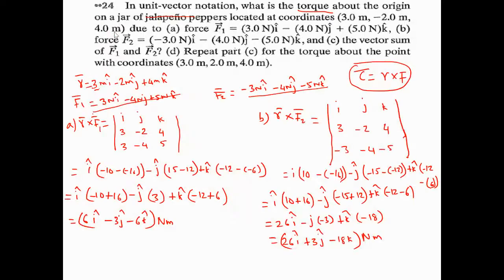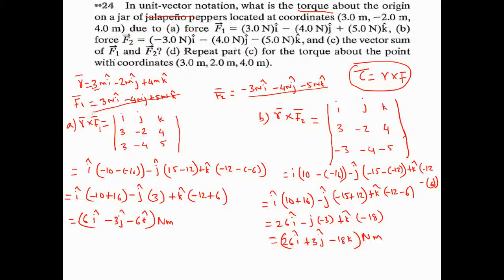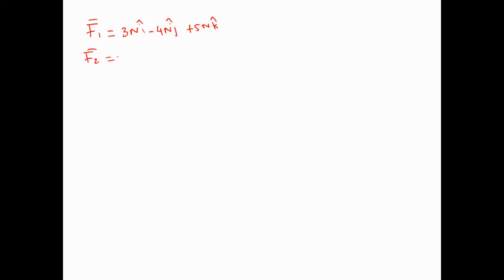What is your F1? My F1, which is equal to 3, 4, 5. Am I right? Okay. My F1, which is equal to 3 Newton I cap minus 4 Newton J cap plus 5 Newton K cap. Likewise, my F2. What is the value of F2? Minus 3, minus 4, minus 5. Minus 3 Newton I cap minus 4 Newton J cap minus 5 Newton K cap. Am I right? Vector sum. What is the meaning of vector sum? We add them together. Okay. Plus 3 minus 3, 0. Am I right?